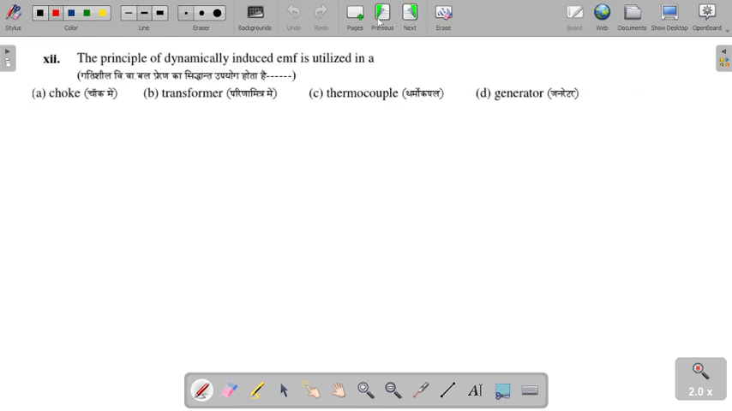The principle of dynamically induced EMF is utilized in a choke, transformer, thermocouple, or generator. We all know the principle of dynamically induced EMF: there should be a relative motion between the conductor and the magnetic field. So there is no such induced EMF in a choke or in a transformer. So the right answer for this question will be option D, that is generator, because there must be relative motion between the conductors and the magnetic field. In case of a generator it can be seen. So the principle of dynamically induced EMF is utilized in a generator.